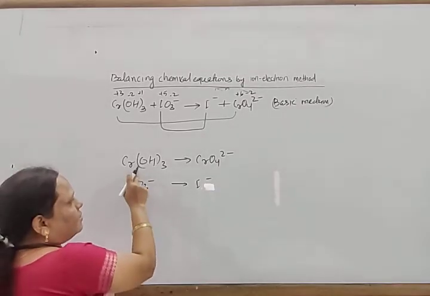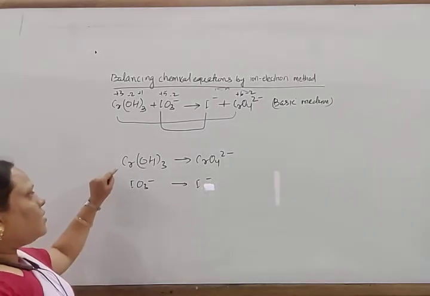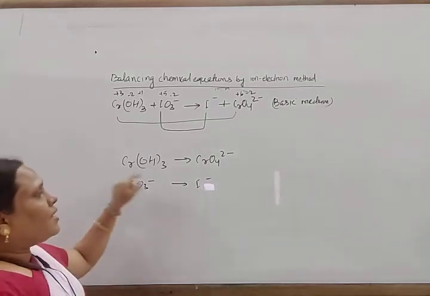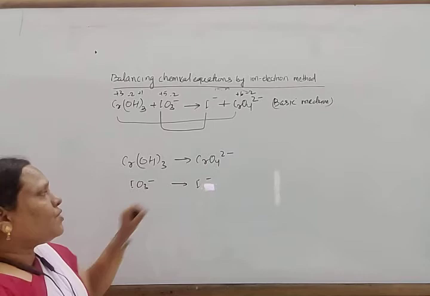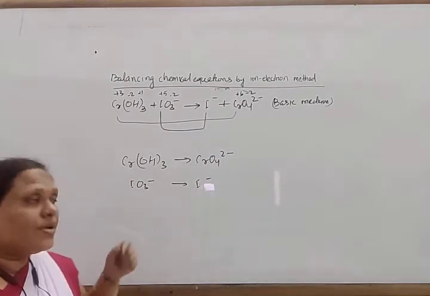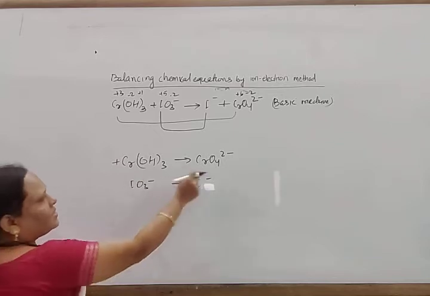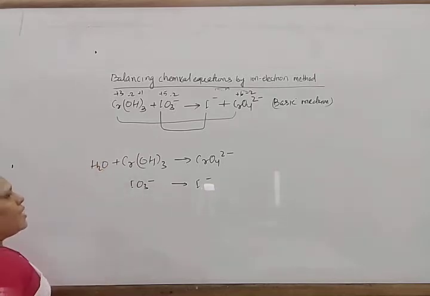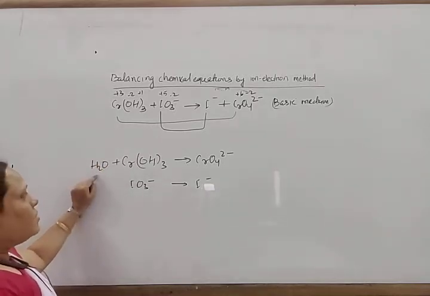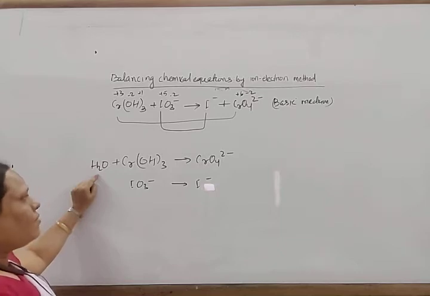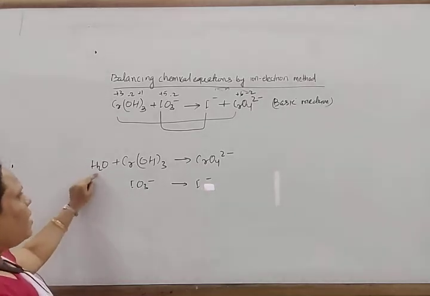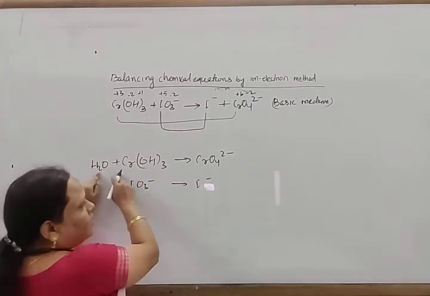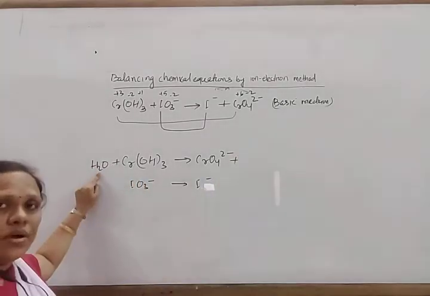Next, except oxygen and hydrogen, balance all other atoms. Chromium is already in balanced form, and iodine is in balanced form. Next, to balance oxygen, the medium given is basic. To balance oxygen, add water molecules where it is deficient. Here there are 3 oxygen, and over here 4 oxygen, so I have to add 1 water molecule here. After adding 1 water molecule, how many hydrogens are there? 3H and 2H, so 5H are there. To balance hydrogen, again I have to add a water molecule on the other side.